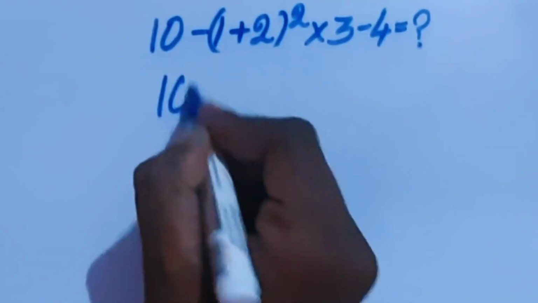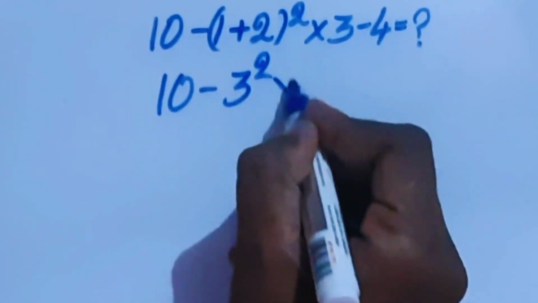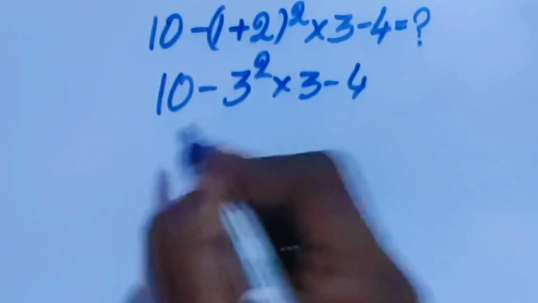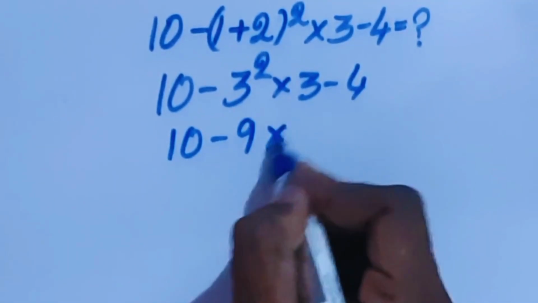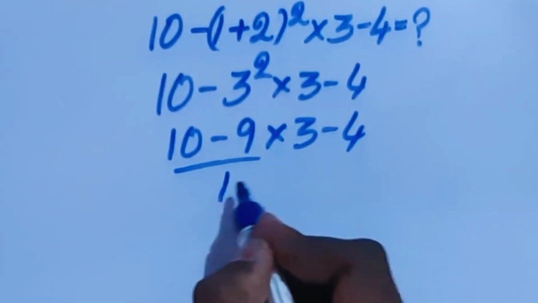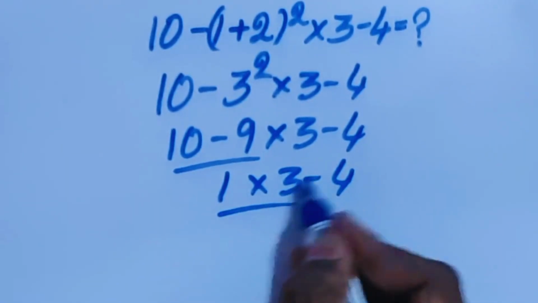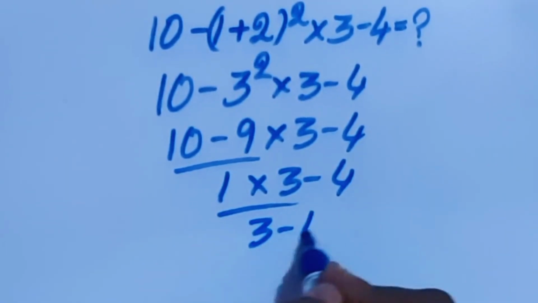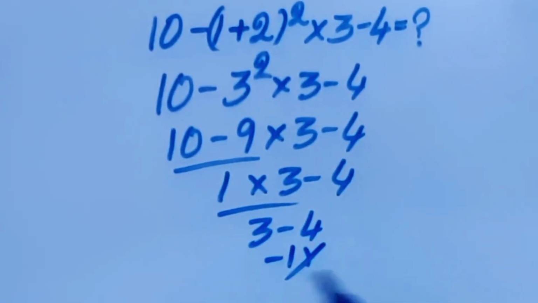Hi guys, here 10 minus 1 plus 2 is 3 to the power of 2 times 3 minus 4. Here 10 minus 3 squared is 9 times 3 minus 4. Here 10 minus 9 is 1 times 3 minus 4. Here 1 times 3 is 3 minus 4. 3 minus 4 is negative 1, which is the wrong answer.